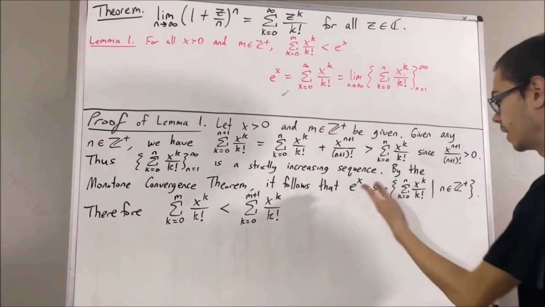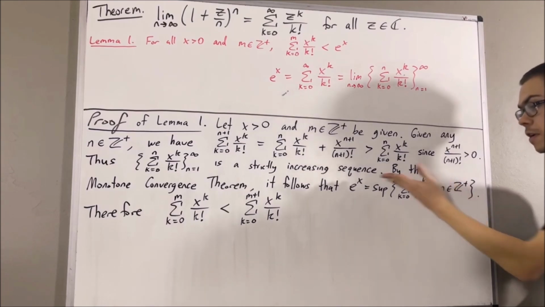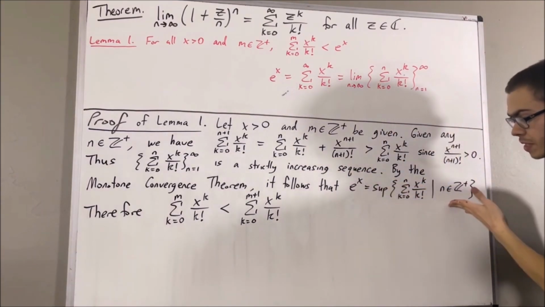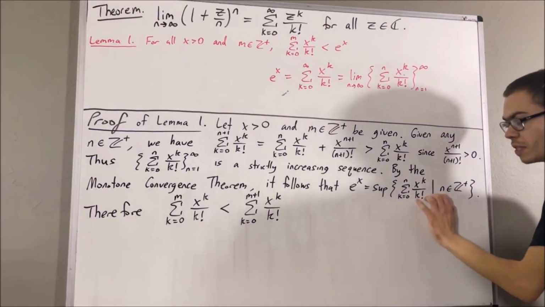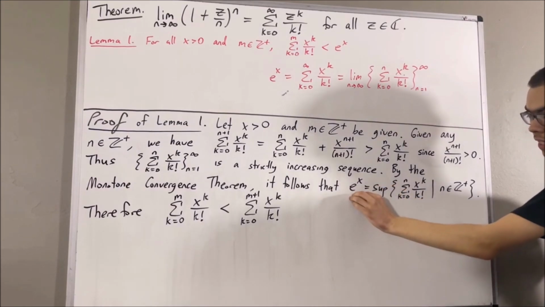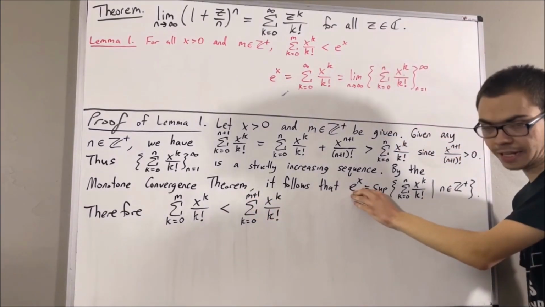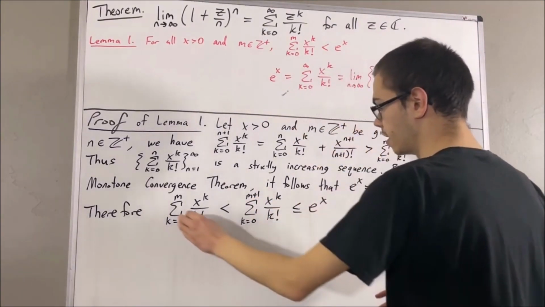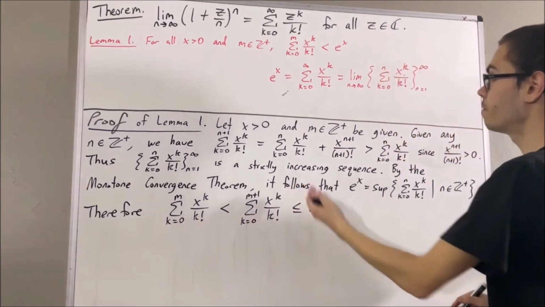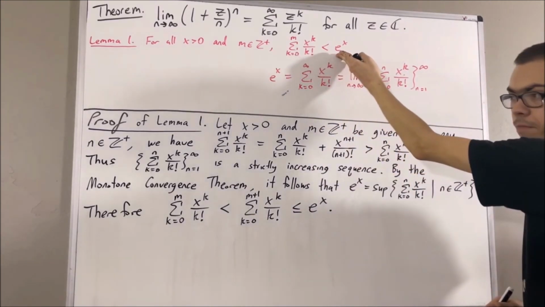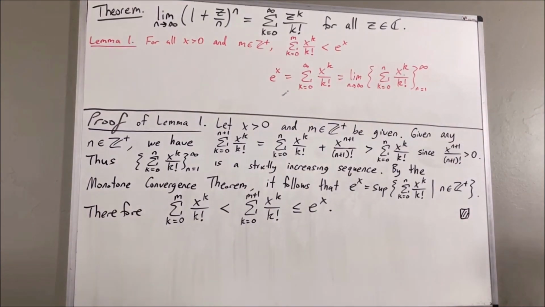But remember, e^x is the least upper bound of the terms of the sequence. And therefore, e^x is an upper bound of the terms of the sequence, and by definition of an upper bound, this means every term of the sequence is less than or equal to e^x. So in particular, the (n+1)th term is less than or equal to e^x. And hence, the nth term is strictly less than e^x. So we have proven exactly what we wanted to prove. So this completes the proof of lemma 1.